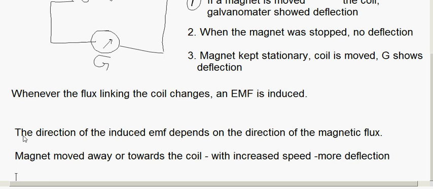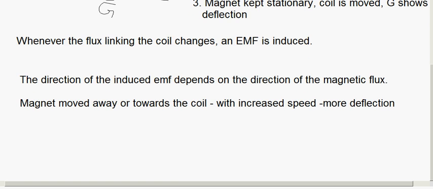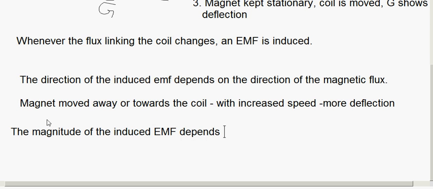That means that the magnitude of the induced EMF depends upon the rate of change of flux linking the coil. We can conclude that the magnitude of the induced EMF depends upon the rate of change of flux linking the coil.